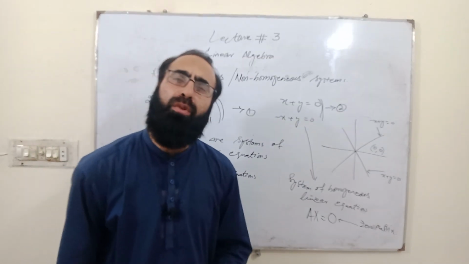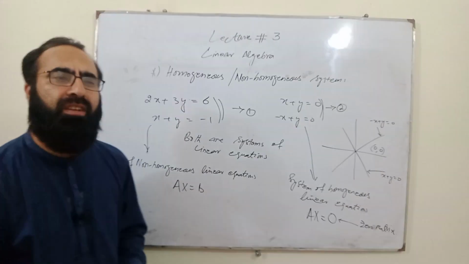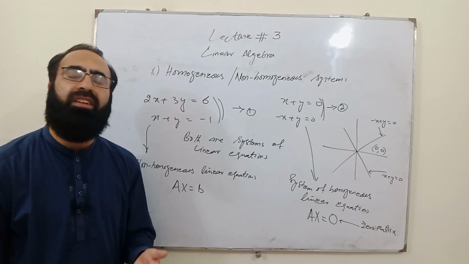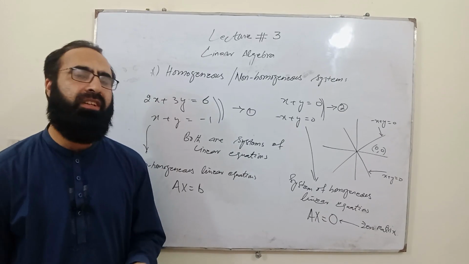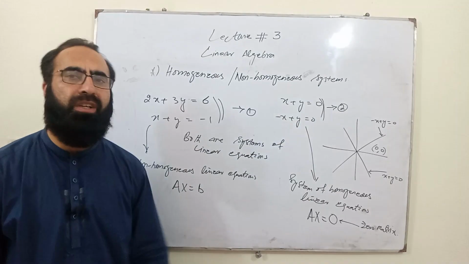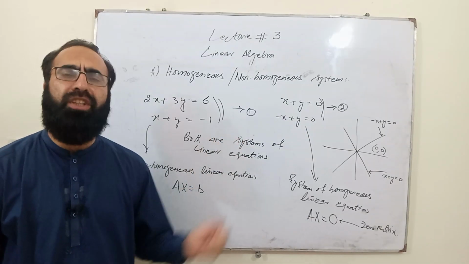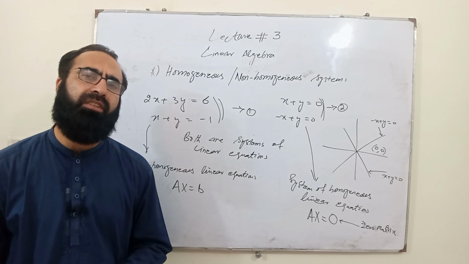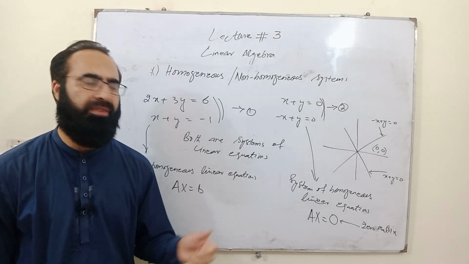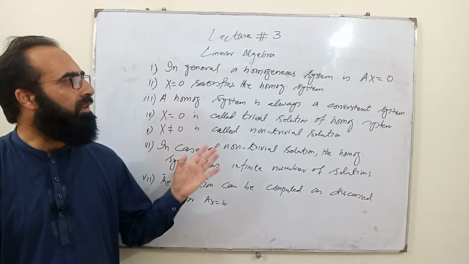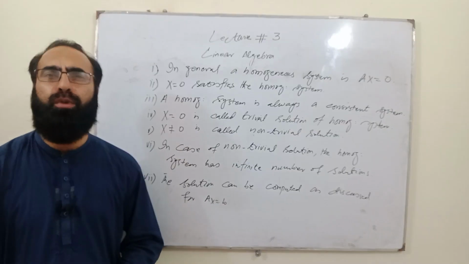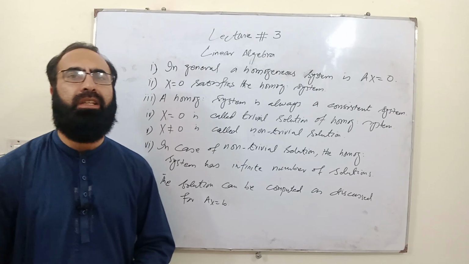So we know that if a system has a solution, then such a system is known as a consistent system. So from this we conclude that every homogeneous system of straight lines is a consistent system. Now these are the main points of a homogeneous system of linear equations.